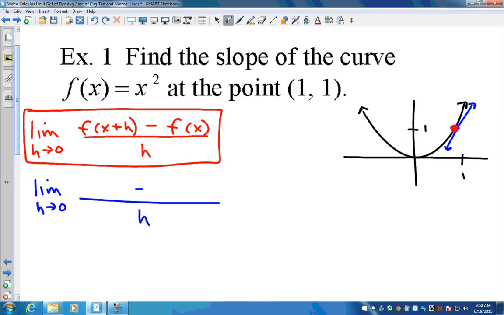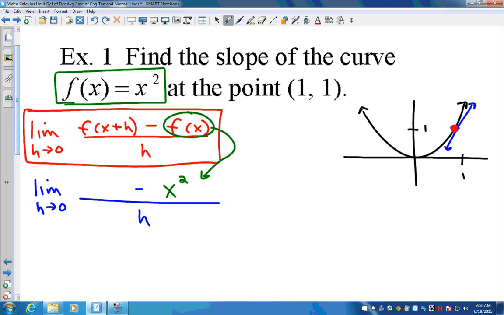So to figure out what f of x plus h is, let's skip it for a moment and figure out what f of x is, because that's usually easier. What is f of x? What can I put down here to represent f of x? I'll give you a hint. F of x equals x squared, so instead of writing f of x, why don't I just write x squared? Pretty good idea, right? Yeah, that's what you need to do.